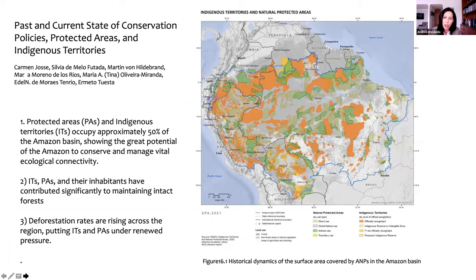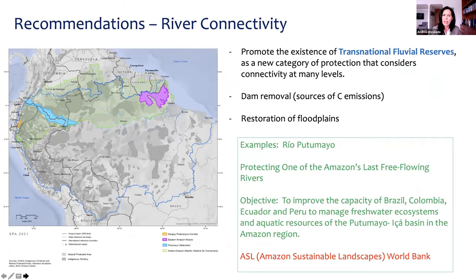And something that we learn already based on the studies is that protected lands and indigenous territories are really protecting the land, and we are conserving a lot of species and ecosystem functions there. And here we see an important opportunity in the river systems, and we are proposing to have these transnational fluvial reserves. An example of that is the Rio Putumayo, which already has an important project there, the Amazon Sustainable Landscapes, that is financed by the World Bank.